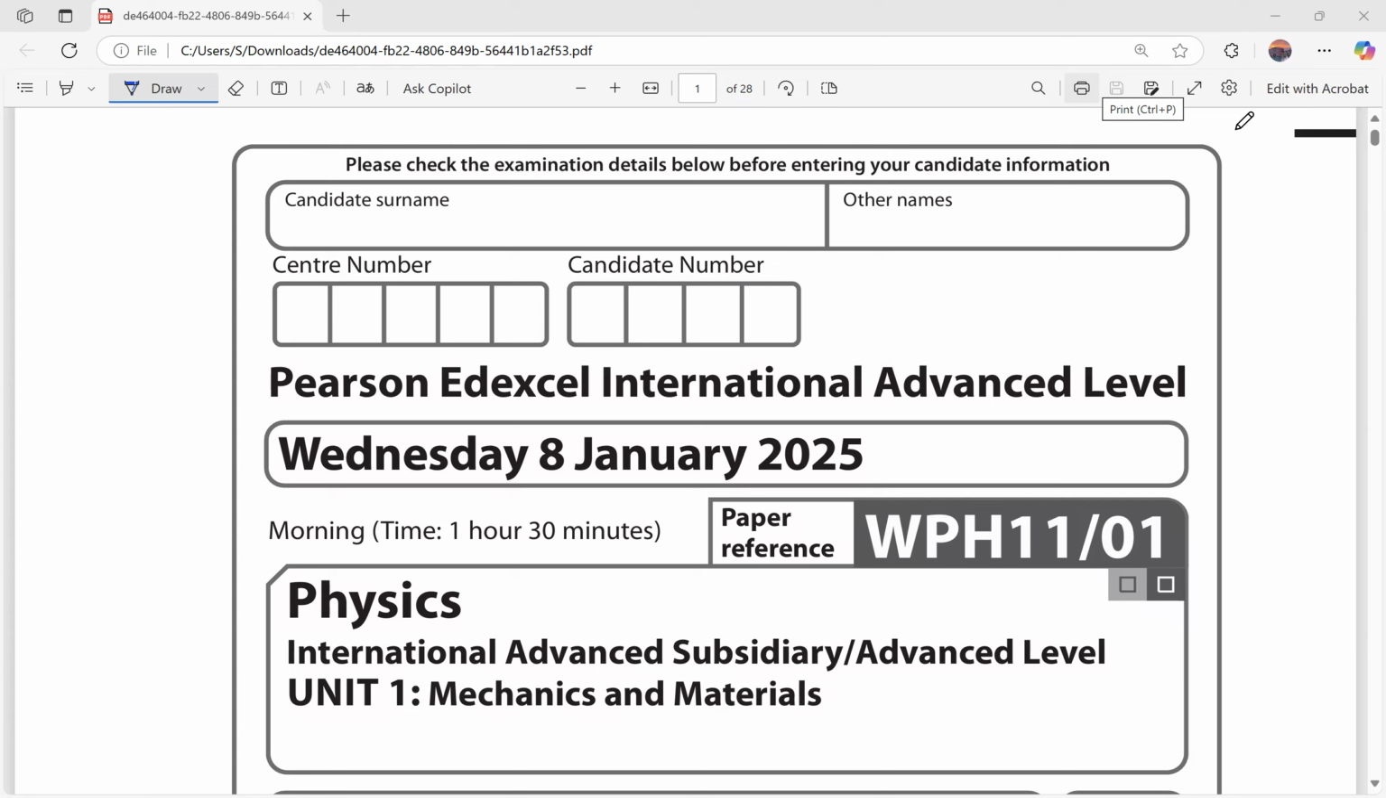Today we are going to do Unit 1, January 2025, Section 2.